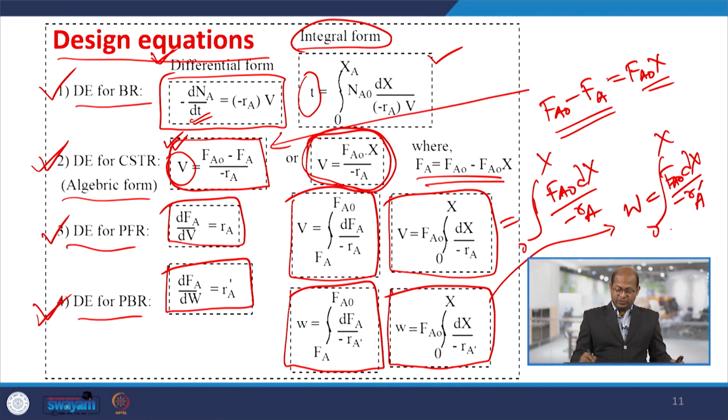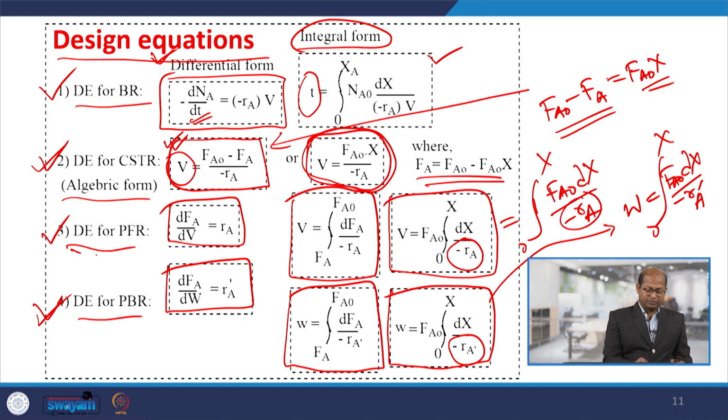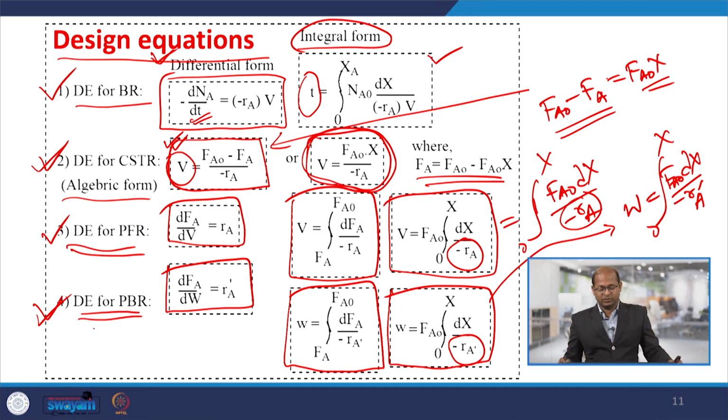See, here we are using r_A prime, here we are using r_A. So, this is the basic difference between the plug flow reactor and the packed bed reactor. You should remember this: when we write a design equation for a plug flow reactor or packed bed reactor, this is the basic difference we should keep in mind whenever we write the design equation for that particular reactor.